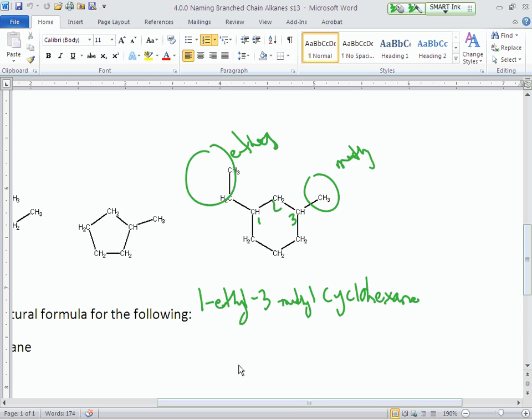Okay? So that deals with examples of multiple branches and different branches and how they're numbered, and cyclo versions of that, that have cyclic ones. Now let's just do a quick draw, and then we will get into talking about double bonds and triple bonds and then ones that have the benzene ring.